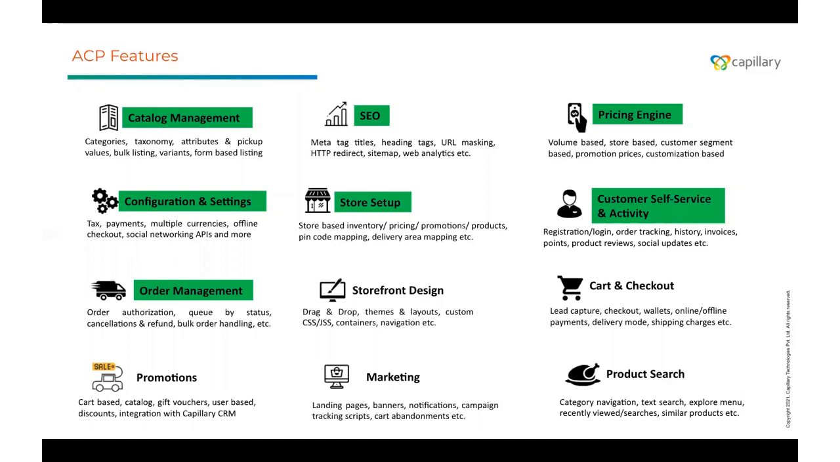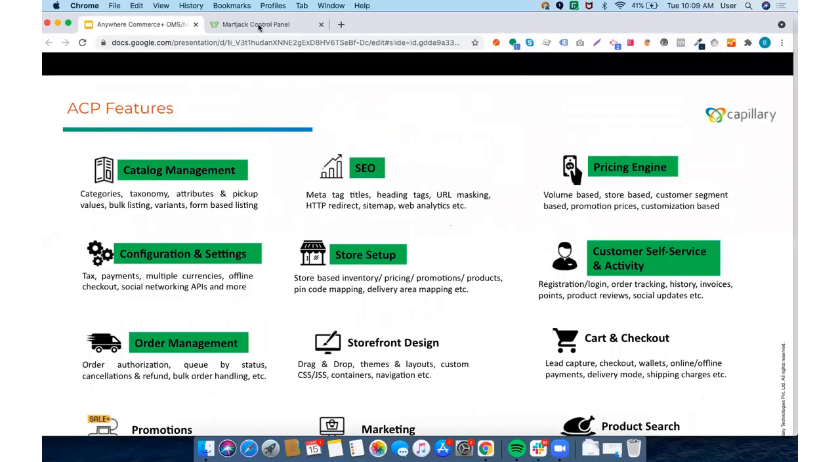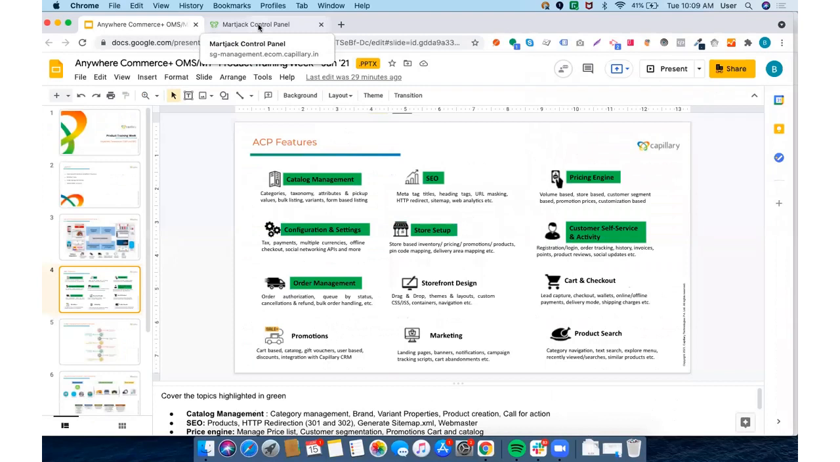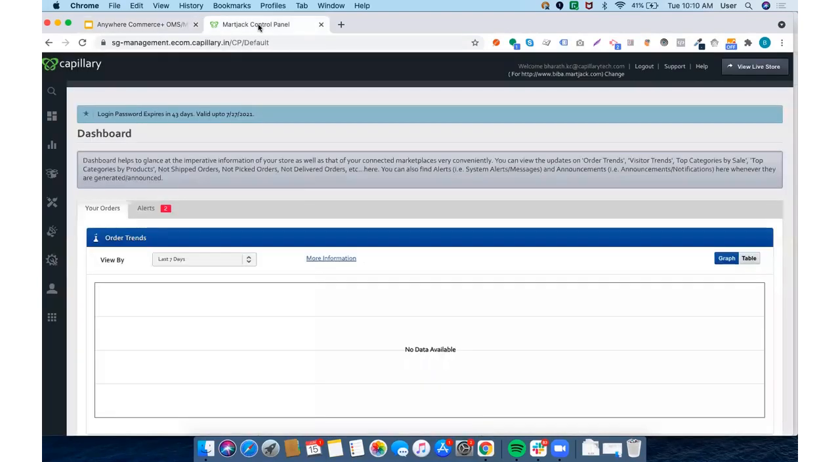So let me just dive into what is catalog management and how a product is actually created, either a physical product or a digital product, anything. So let me just start this presentation and then get on to, okay, so this is the control panel.